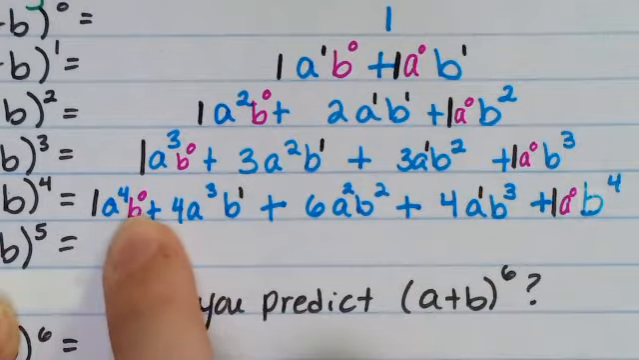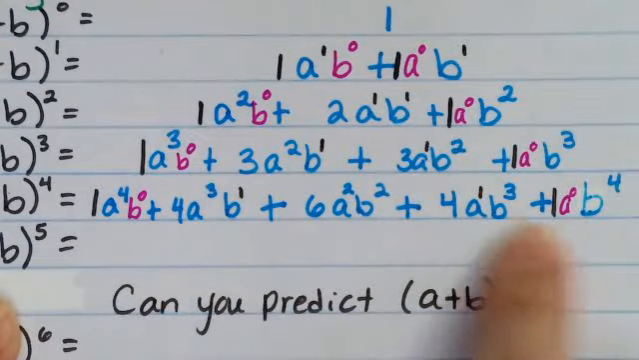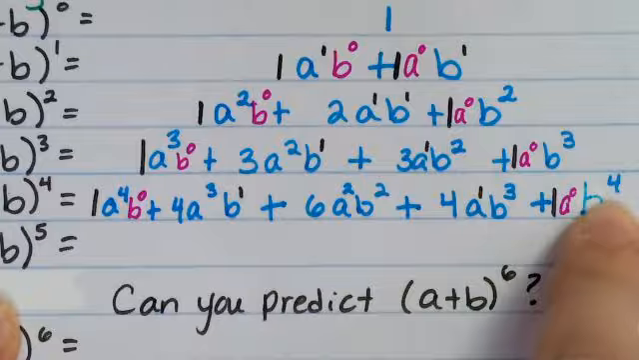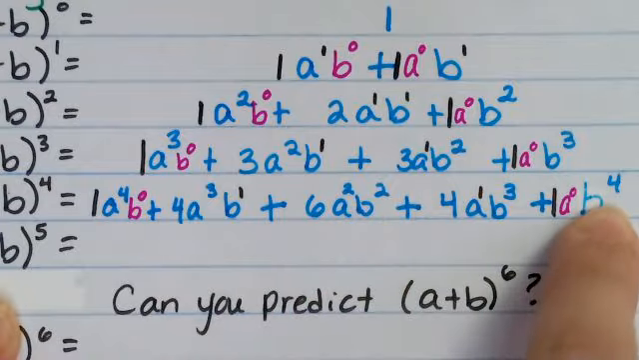B starts off as to the 0 power, but then it's to the 1st, to the 2nd, to the 3rd, to the 4th. The B's are going in ascending order, to the 0, to the 1st, to the 2nd, to the 3rd, to the 4th. Okay? We actually can predict it.